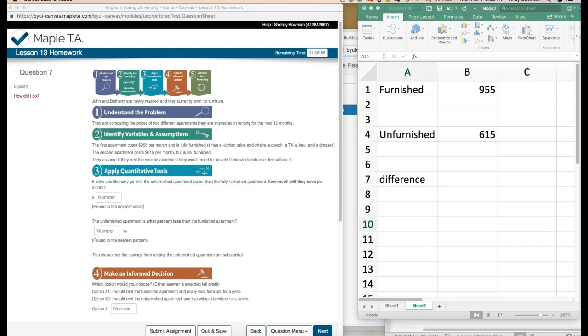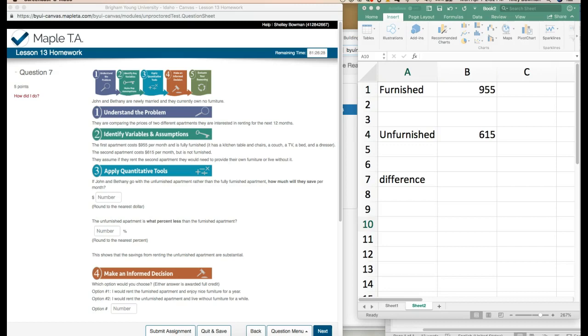Number 2, identifying variables and assumptions. The first apartment costs $955 per month and is fully furnished. It has a kitchen table and chairs, a couch, a TV, a bed, and a dresser. The second apartment costs $615 per month, but it is not furnished. They assume if they rent the second apartment that they would need to provide their own furniture or live without it. Step number 3, apply quantitative tools.